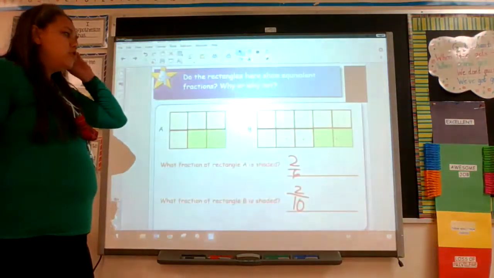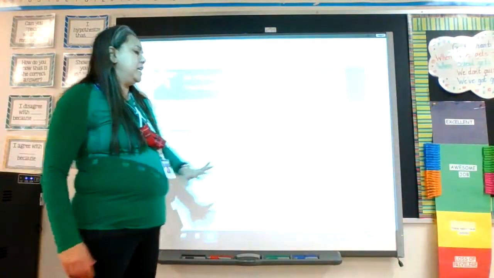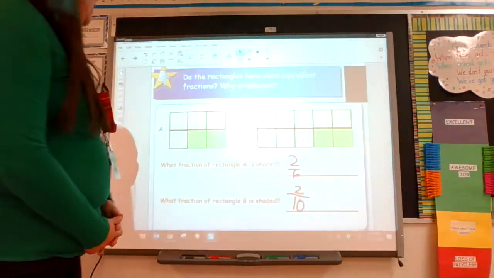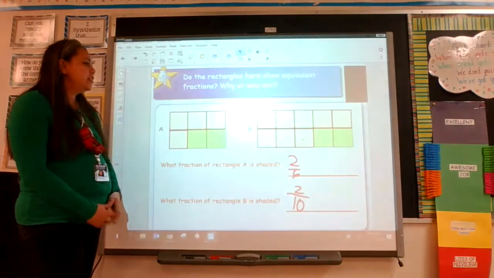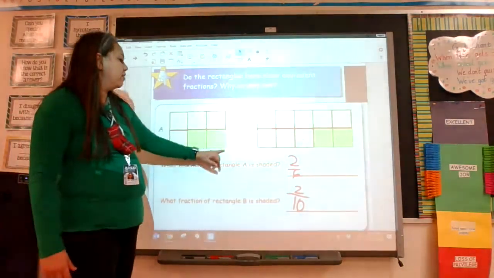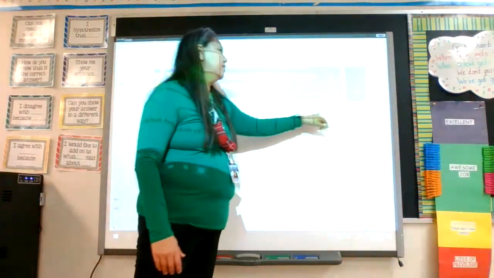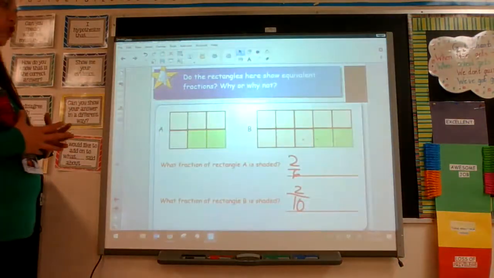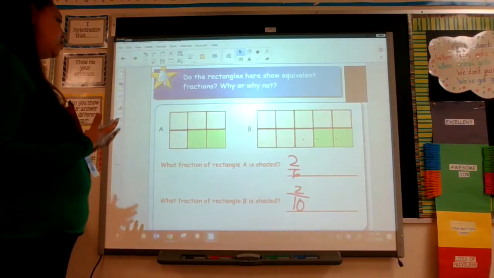Do these rectangles show equivalency? Is A equal to B? Think about that for a minute. Okay, the answer is no. If you look at this, are these rectangles the same? Is the whole the same? Are they the same size? Since my whole is not the same, then my pieces are not going to be the same when I divide it. So we can't prove that it is equivalent.